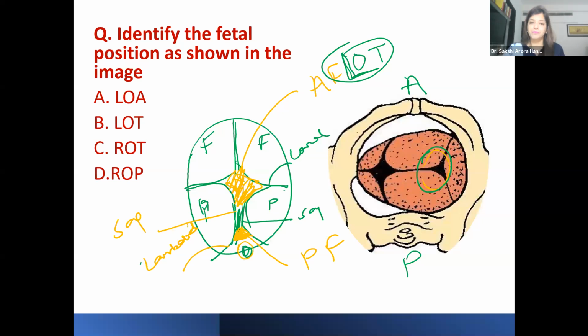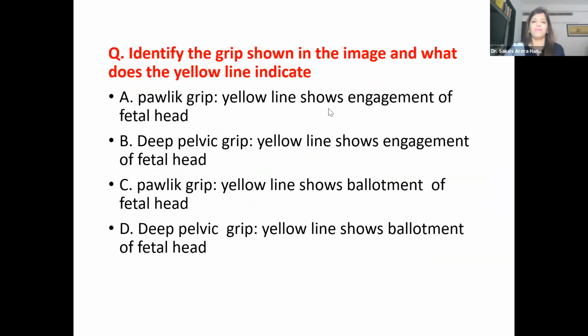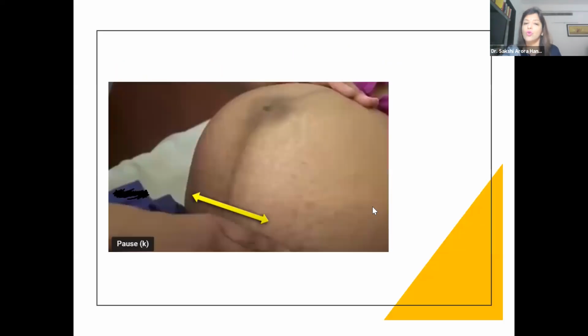Now, let's go to the next question. In the next question, you have to identify the grip which is shown in the image, and you have to tell what the yellow line indicates, right? So first, look at this image. Identify the grip. Tell me whether it is Leopold's first maneuver, second maneuver, third maneuver, or fourth maneuver.